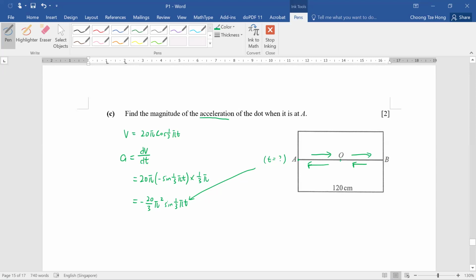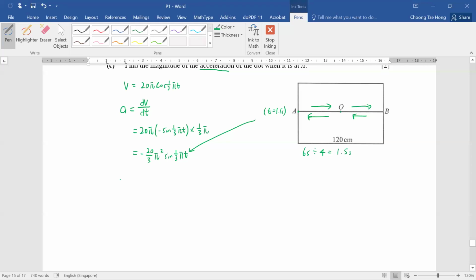So if I want to go from O to A only, that will take me 6 seconds divided by 4, which is only 1.5 seconds. So in other words, I can substitute T to be 1.5, because it will take 1.5 seconds to reach A only. Alright, so at A, T equals 1.5 seconds.